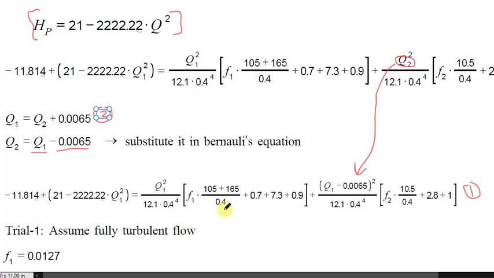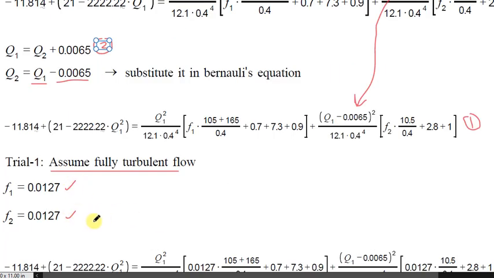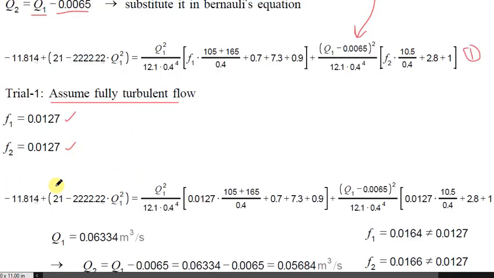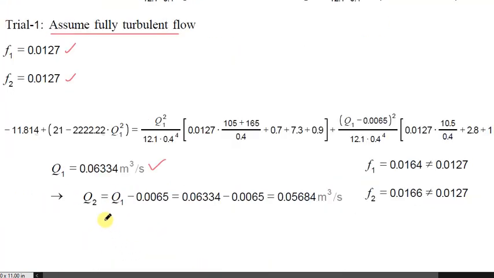Okay? So what we normally do, we assume fully turbulent flow, get F1 and F2. Why are they the same? Because we have the same diameter. And we are assuming fully turbulent, so the discharge difference we are not considering. We are just considering only the pipe diameter and properties, Ks over d. Then we solved the Bernoulli equation. I got this answer for Q1. Then Q2 by continuity, I can get it.